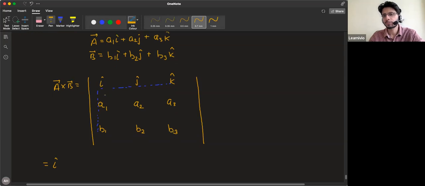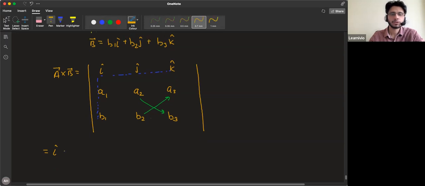So now you have to expand this determinant by the rows. This is the row of I cap and this is the column of I cap, so the row and column get cancelled out. Now you just have A2, B3, and B2, A3. So you can write this as A2 B3 minus A3 B2.